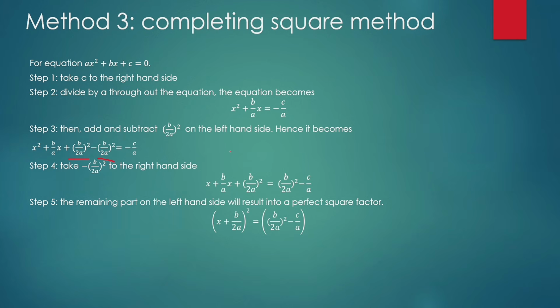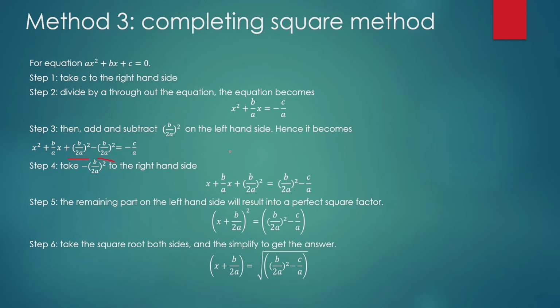Then the next one is the remaining part on the left hand side will result into a perfect square factor, something like the variable plus a constant, in bracket squared, is equal to another term on the right hand side. So step 6, take the square root both sides and simplify to get the answer. At this point, I believe every student can be able to simplify and get the answer very easily.